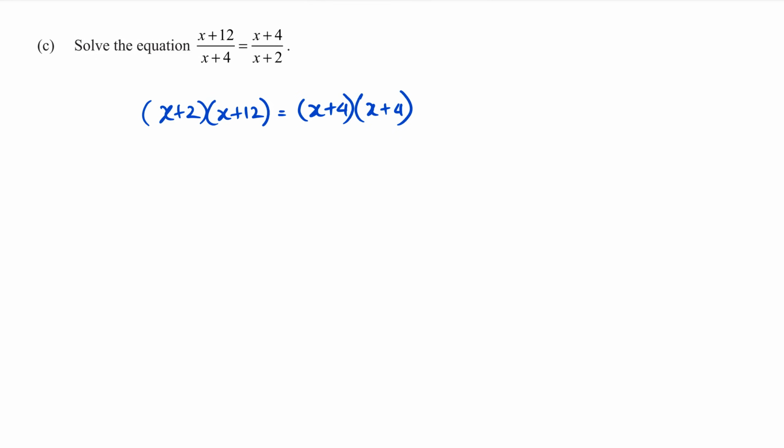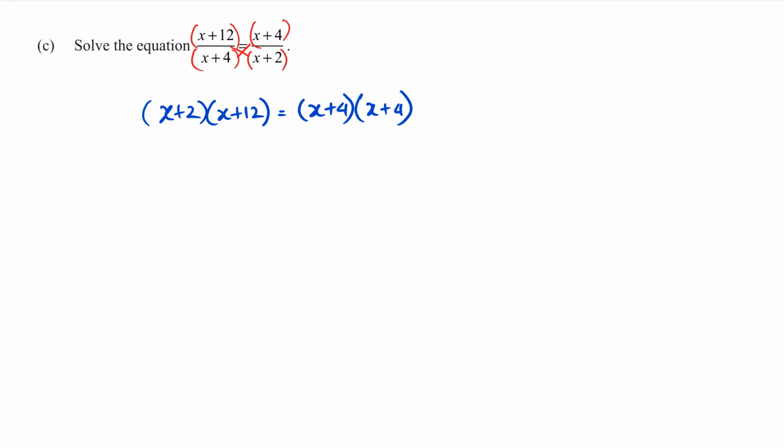So literally all I've done is some cross multiplication, that times that, and then the x plus 4's times by each other. All right, so once I do this, what I've got here is a quadratic equals another quadratic. So expand, rearrange, and then solve.